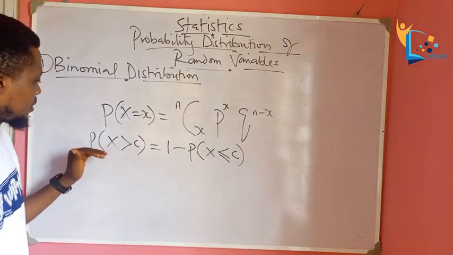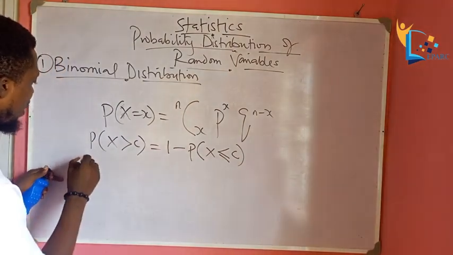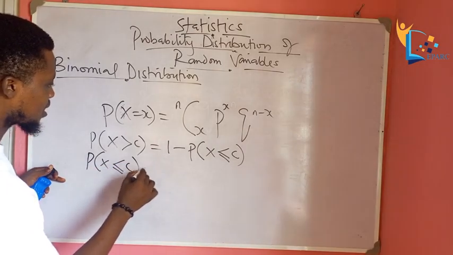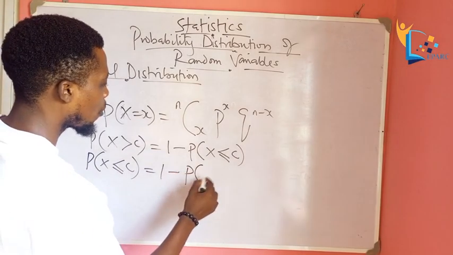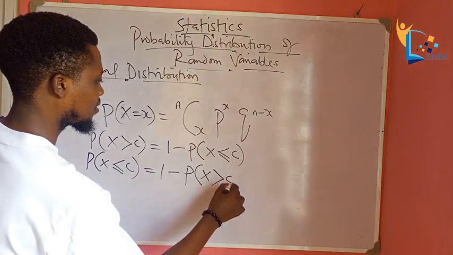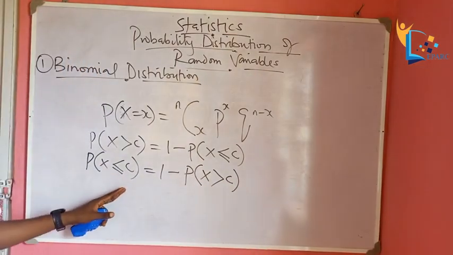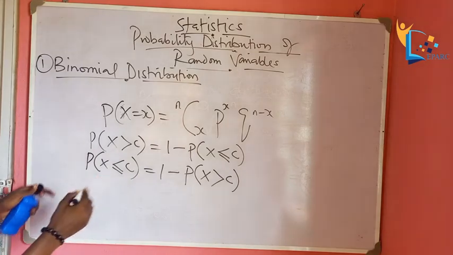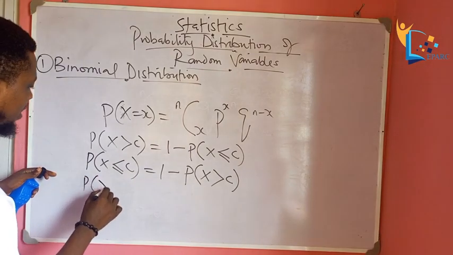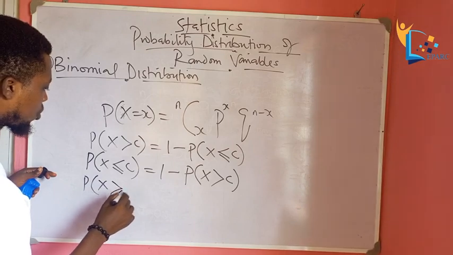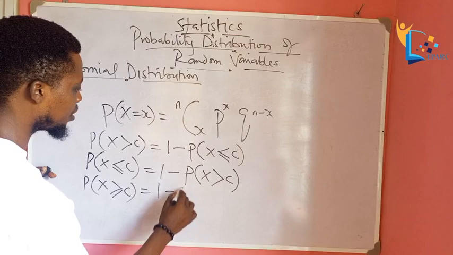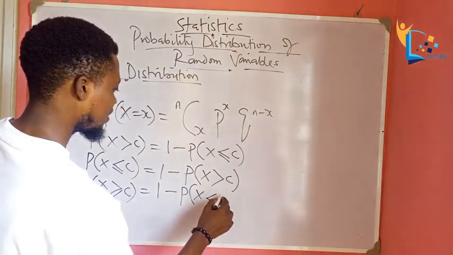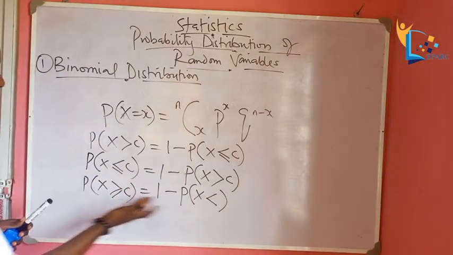So now, this one is the same thing as this. When we have P(X > C), it is the same as saying 1 minus P(X ≤ C). This is the same thing as this one. Okay, let's continue. Let's have another one. P(X ≥ C) is the same thing as saying 1 minus P(X < C). This is the same thing as this.